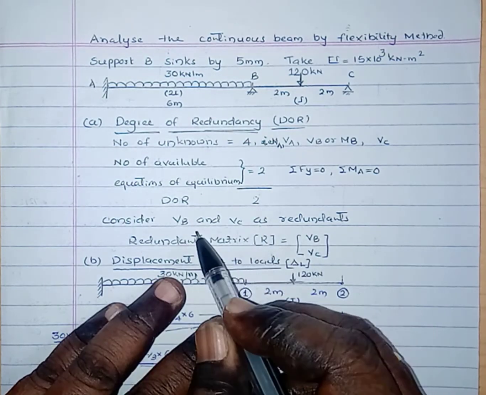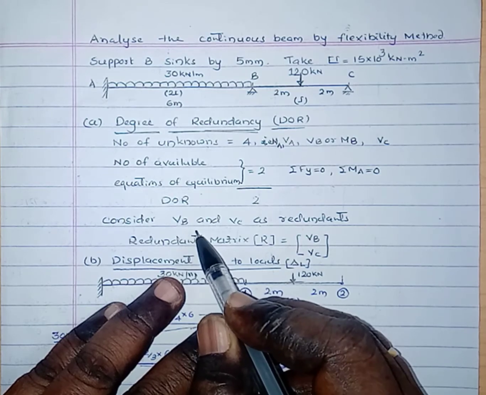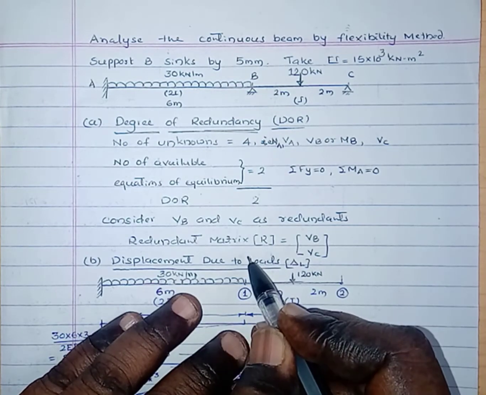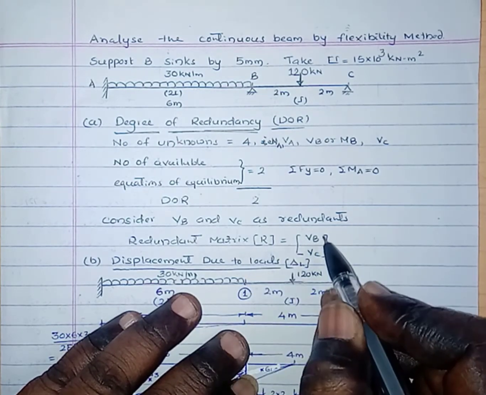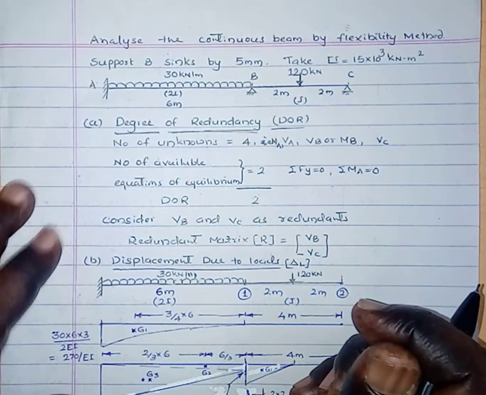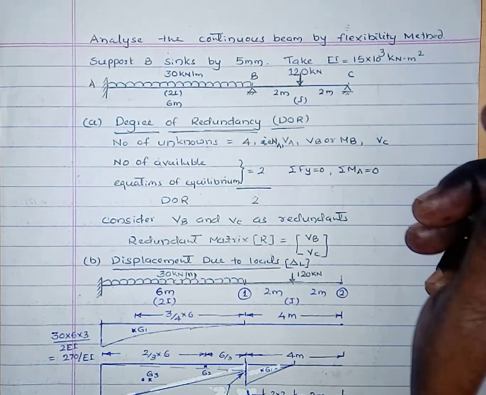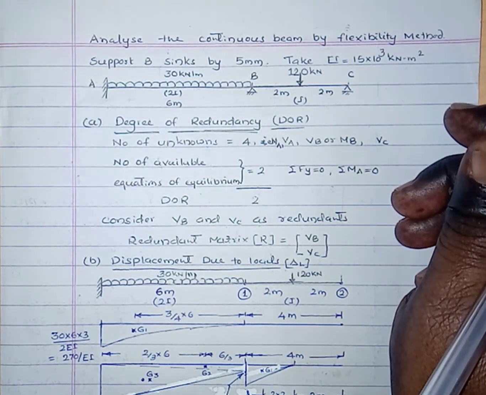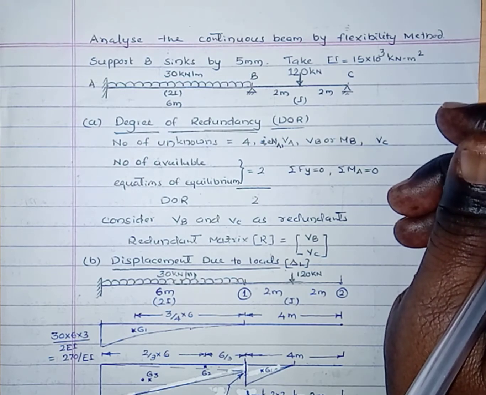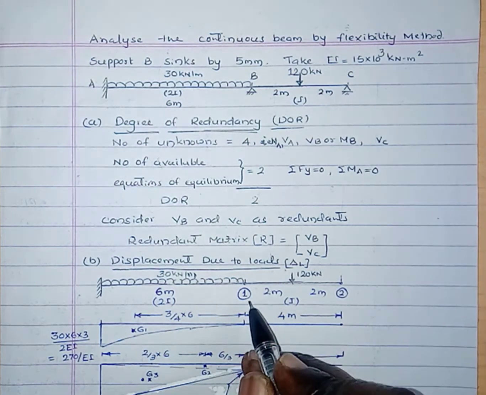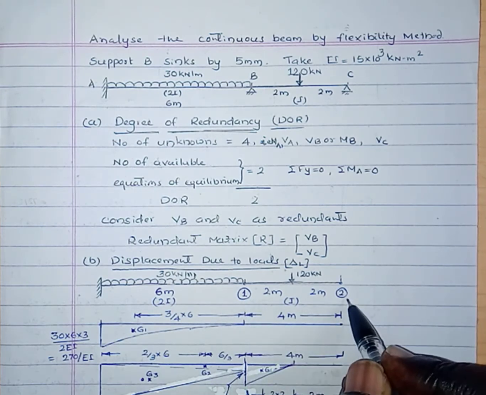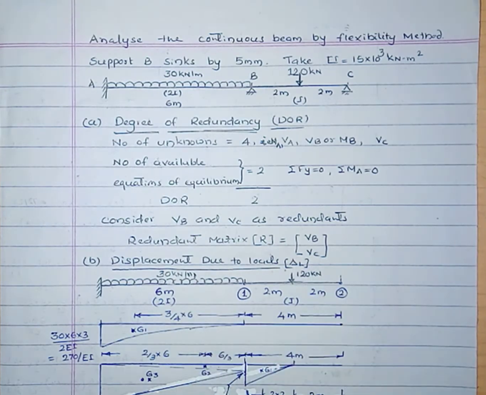Here, we can consider the support reactions VB and VC as the redundants. Here, the redundant matrix R is given by VB and VC as given in the table. The next step is we have to remove the redundant reactions and make it a basic determinate structure. Here we have removed the redundants. In place of redundants we have given the coordinates. This one is first coordinate, this one is the second coordinate. Here now it is free.